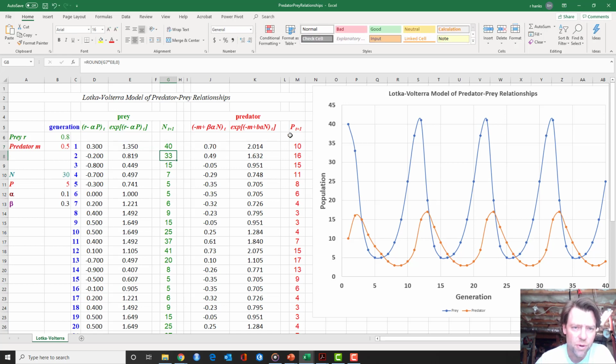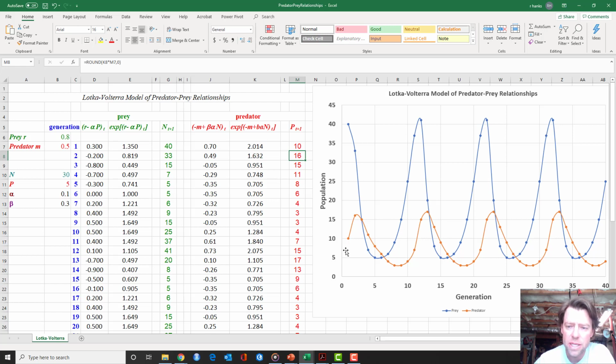And then for the predator model, the component here that changes the end value is the predator mortality rate, a negative value, plus the predator conversion efficiency times the capture efficiency times the population of the prey species. That is then exponentiated, as we went through a minute ago. And then again, it is the original predator population times the exponentiated component here, rounded to zero. And then it's just dragged down.